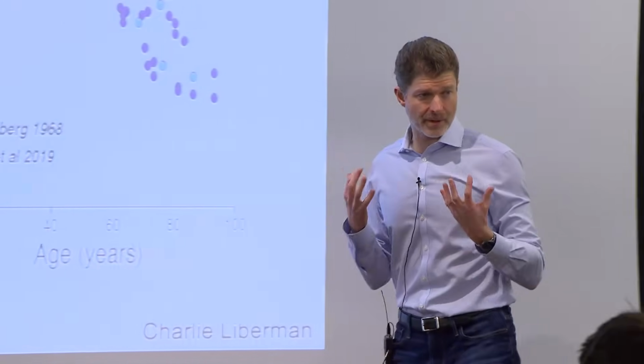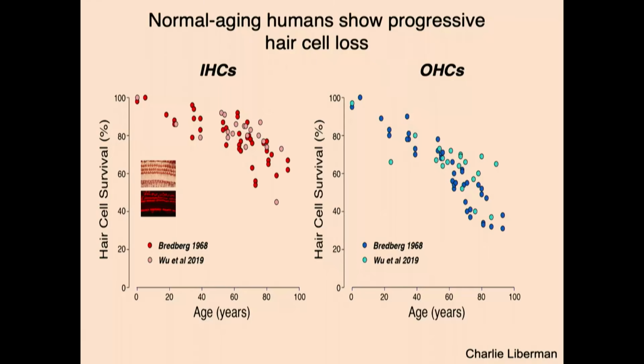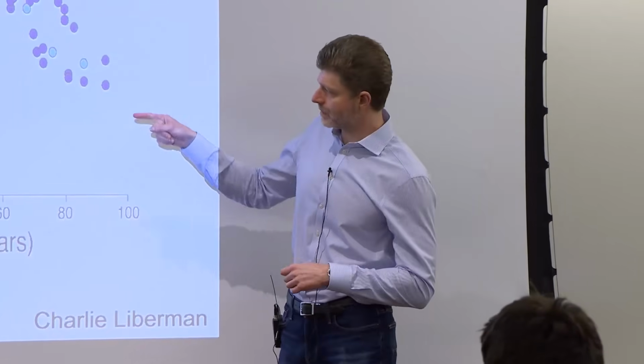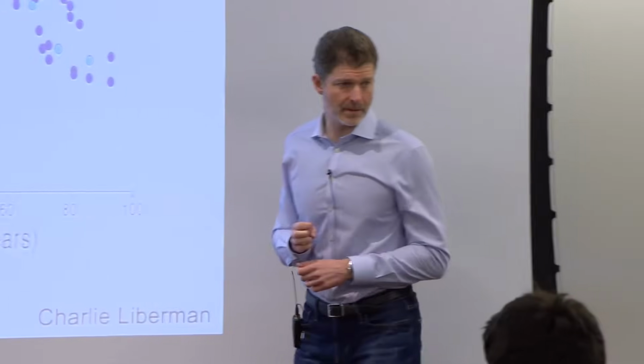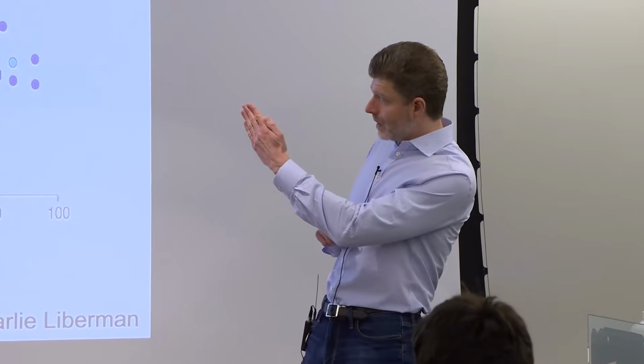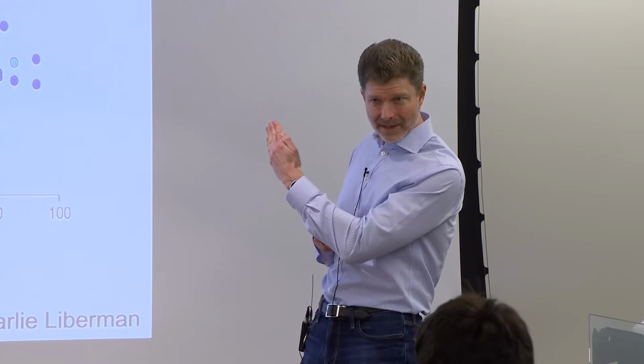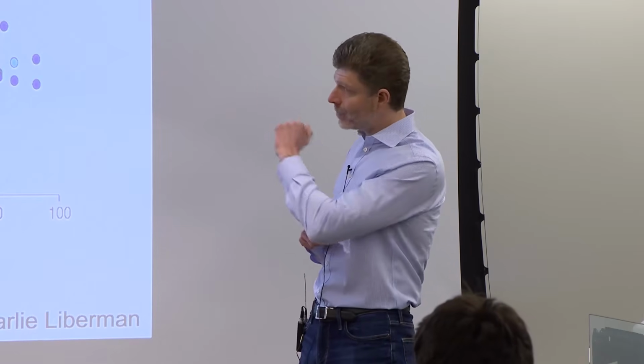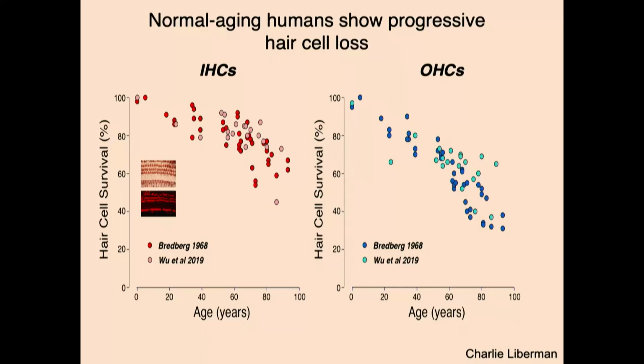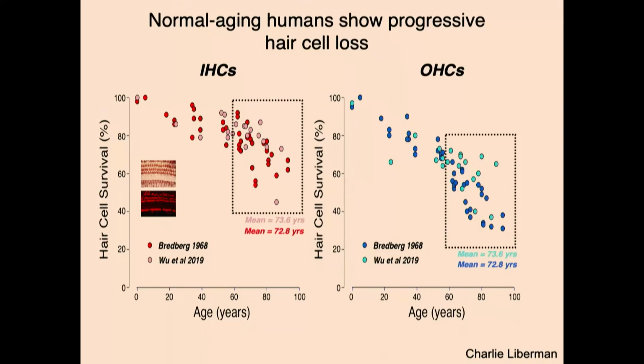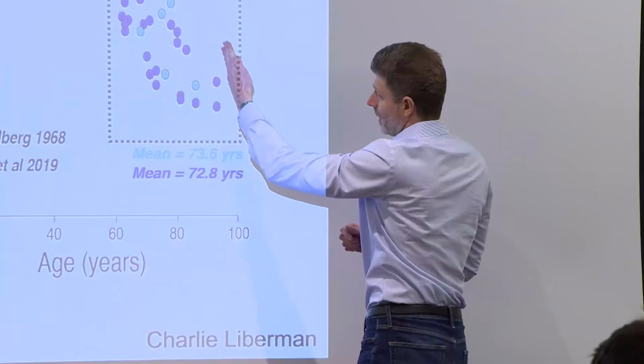Each dot here is a person. The graph is plotting the percent of hair cells that are present in that individual at death. We have IHC, inner hair cells, on the left, and OHCs, outer hair cells, on the right. The different colors are just 2 different studies, one in 1968 and one from a couple years ago. What these graphs show is that as the age of an individual increases, they have fewer hair cells at death. There are a few people here who unfortunately died very young, and you can see they have almost all of their hair cells remaining, and then on average it gradually drops off with age.